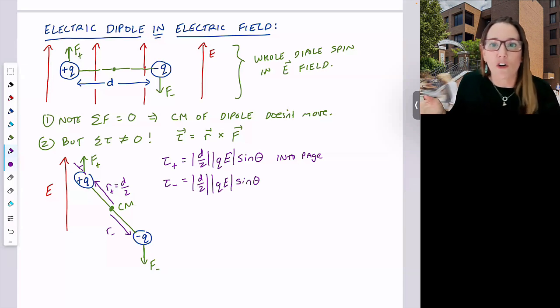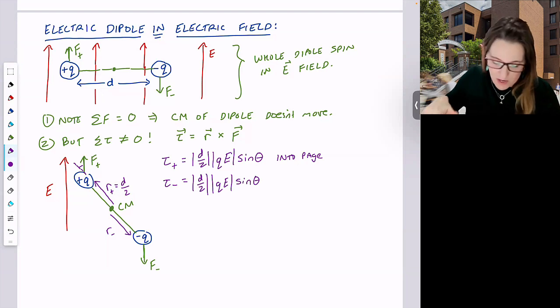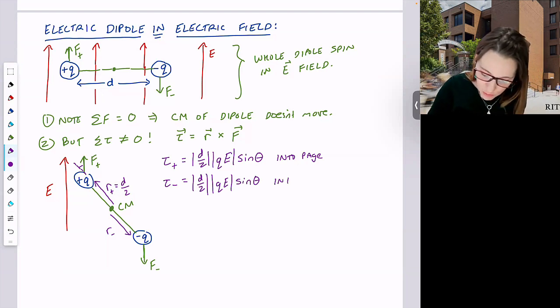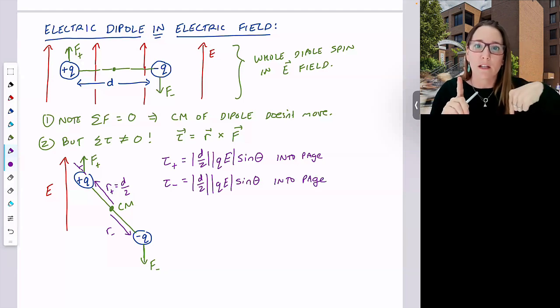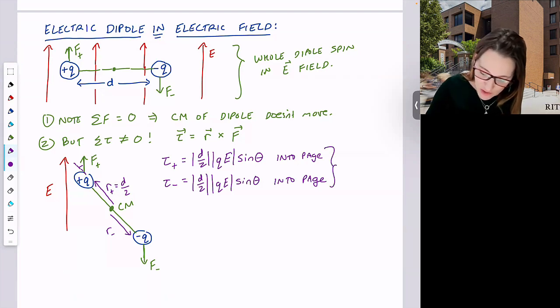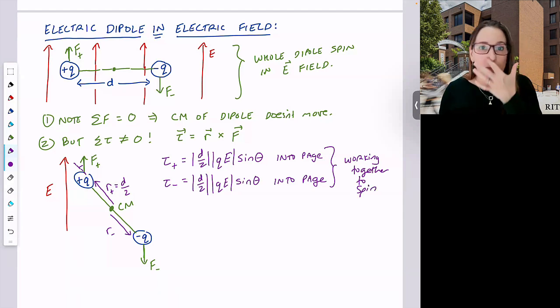And if we do R cross F for this one, I point my fingers along R, and then I'm going to turn them along F. I actually still get into the page. And this makes sense. So even though the forces are anti-aligned, these forces are both working together to spin it in the same direction. They're working together to spin this dipole.